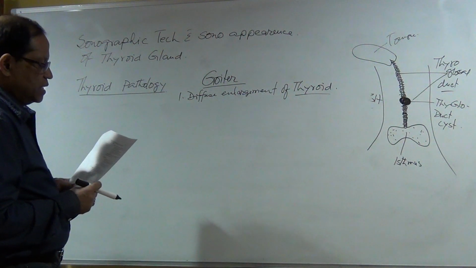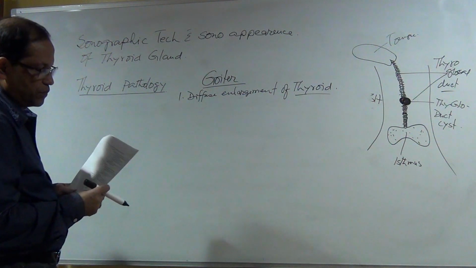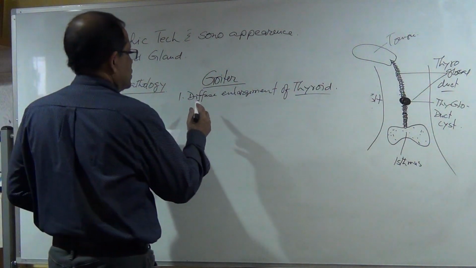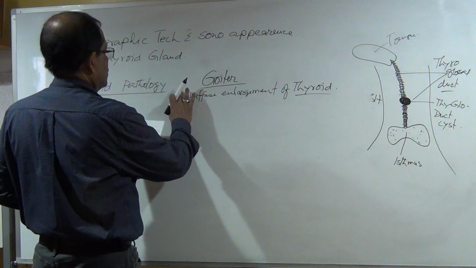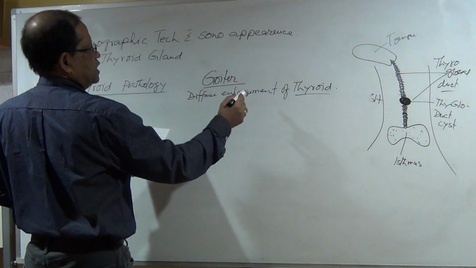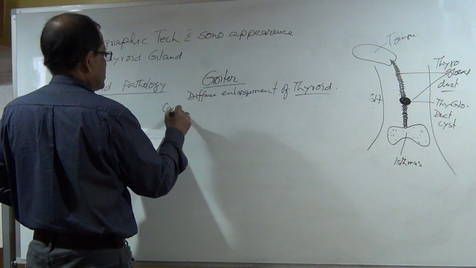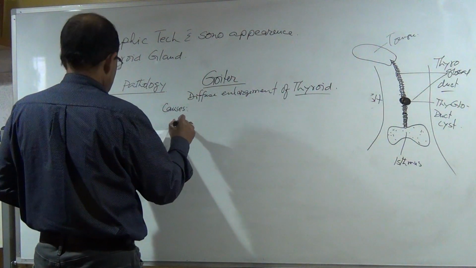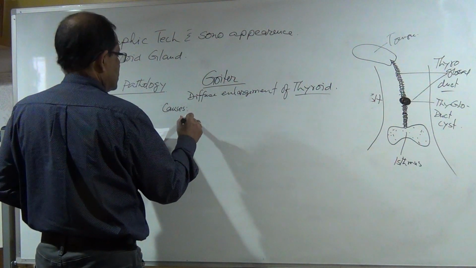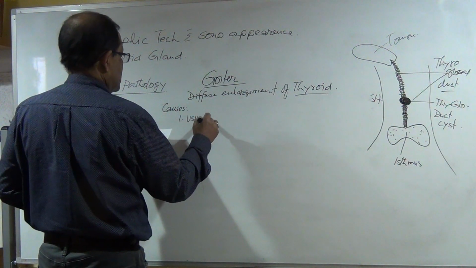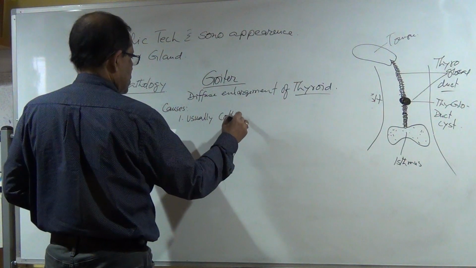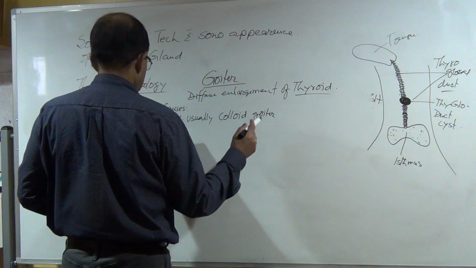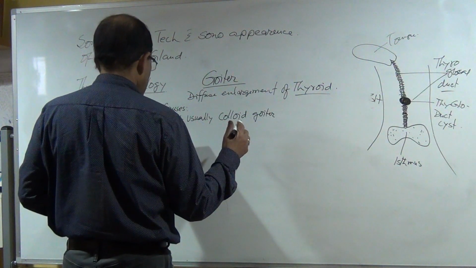Colloid is a material, collagenous type materials deposition. Now, diffuse enlargement of the thyroid gland causes, number one, usually colloid goiter. These are simple and non-toxic.